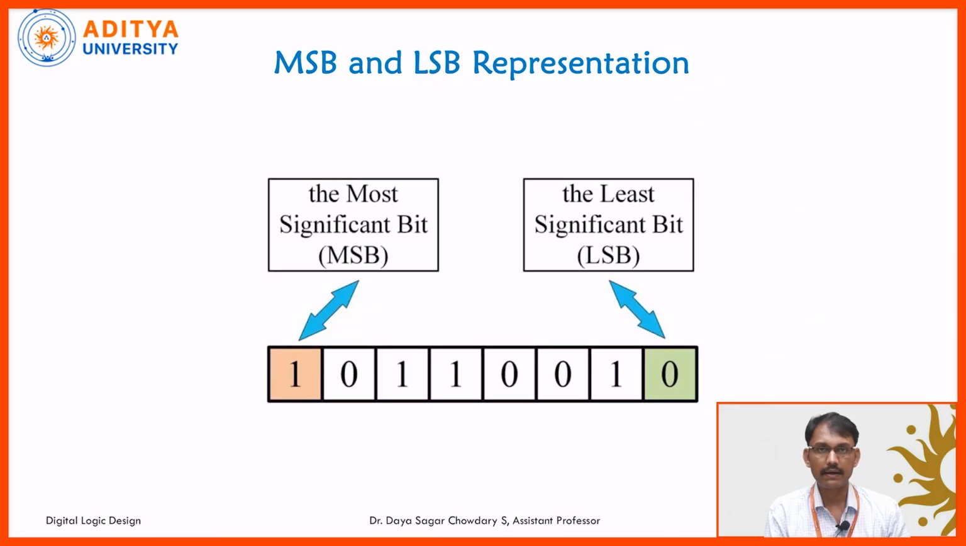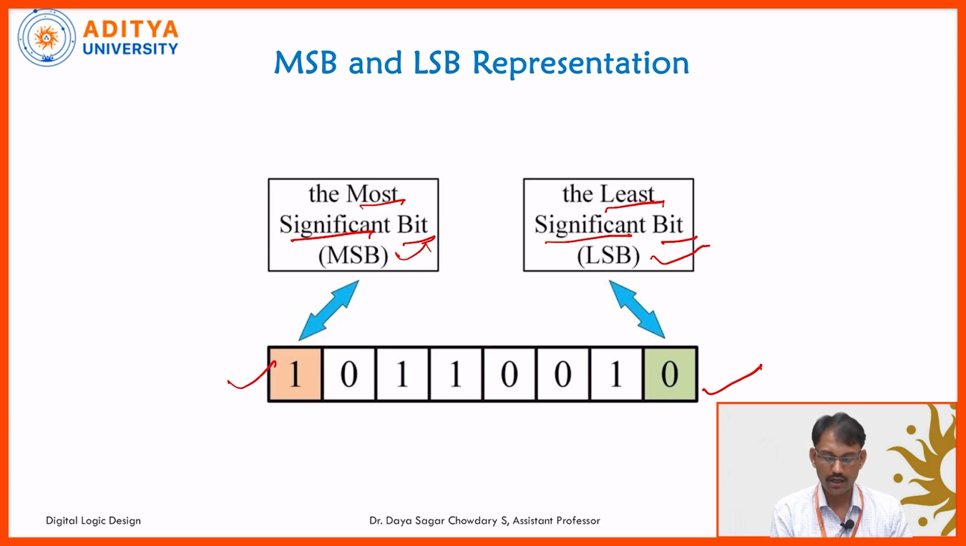Before going to the binary number system, we have to identify the two positions of the binary. Mostly we discuss LSB and MSB. LSB is the least significant bit, and the most significant bit is the MSB. That means the rightmost position we call the LSB, and the leftmost position we call the MSB.